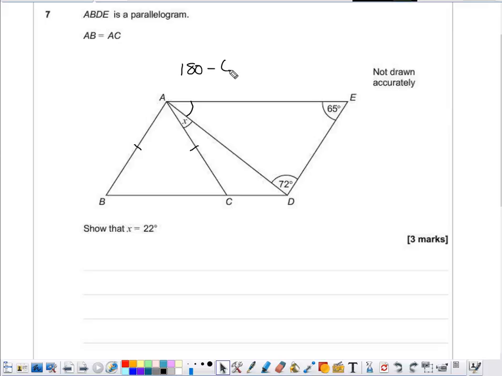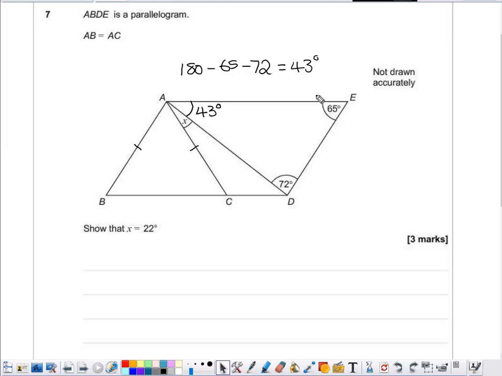So if I take away 65 and then take away 72 degrees, take away 65 leaves me with 115, take away 72, 103, take away 60, it's going to leave me with 43 degrees. So this angle here is 43 degrees. But how can that help us?